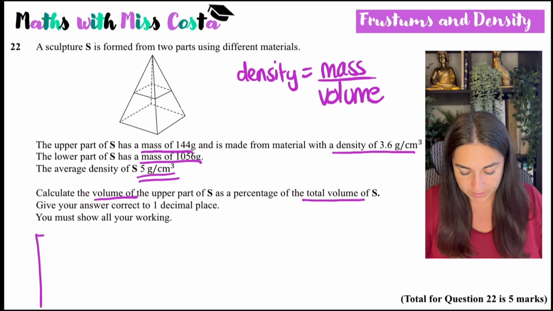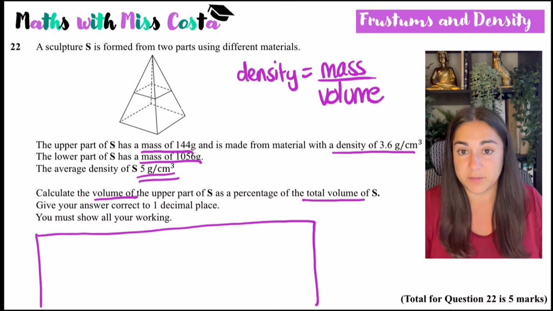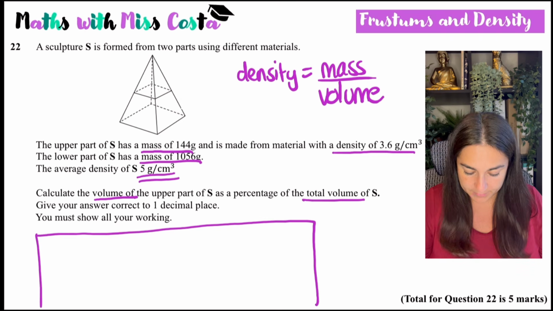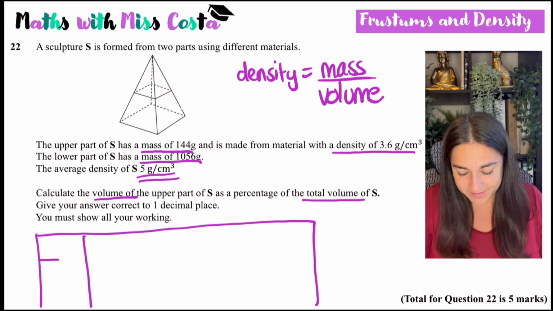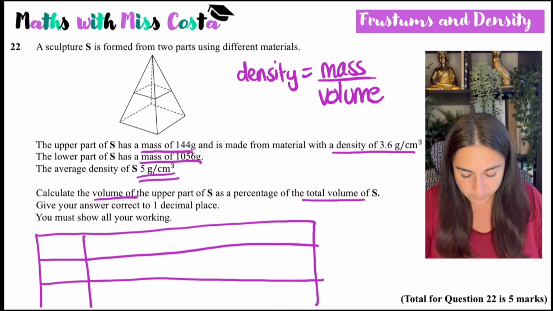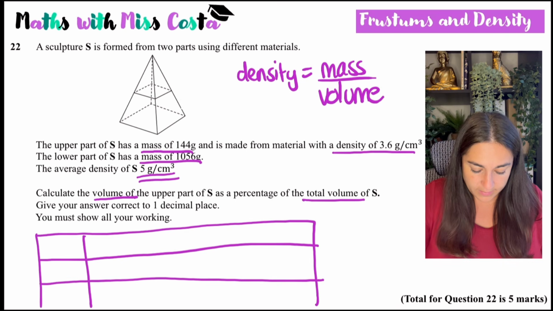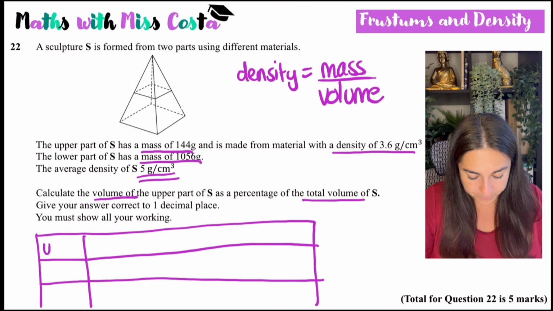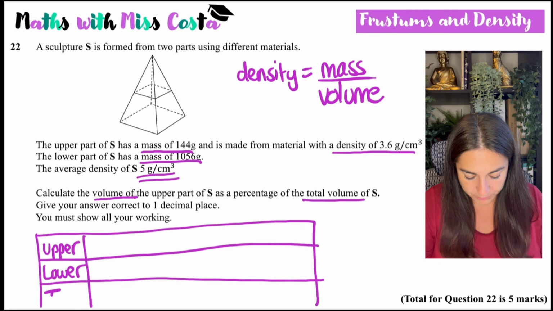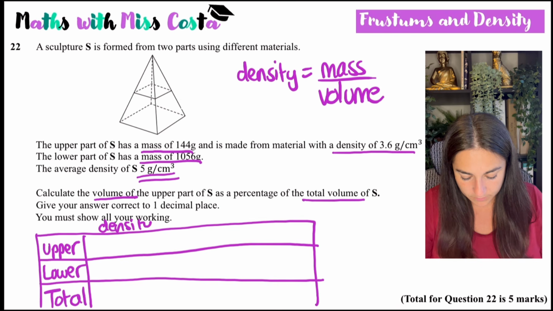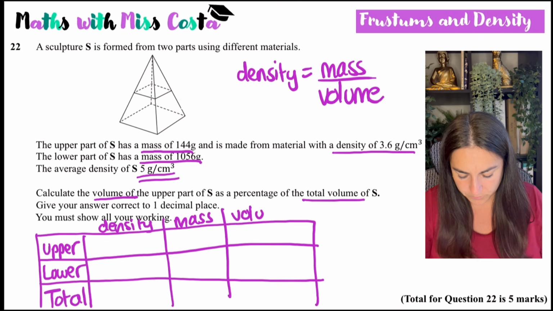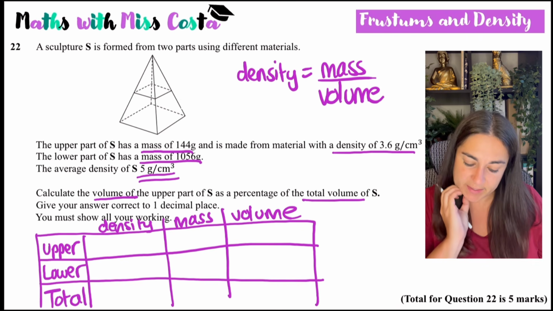So what I'm going to do, and I recommend you do, is draw yourself a table. Two-way, three-way table. So we've got the upper part, the lower part, and then the total shape. And then we've got density, mass, and volume. Okay, so let's fill in the bits that we know.